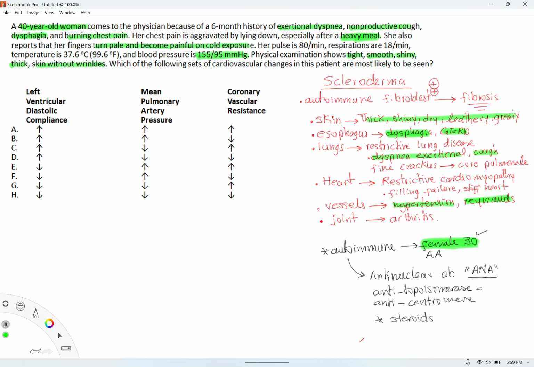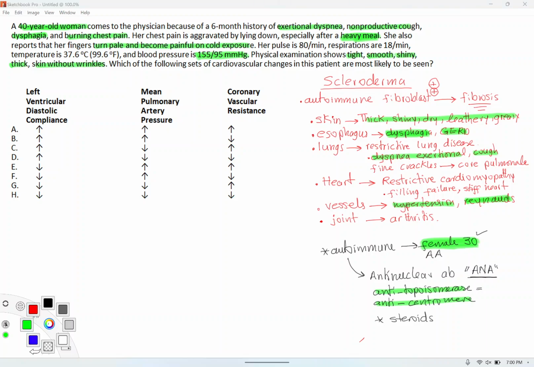Since now we know how to diagnose scleroderma, number one, it is fibrosis. It's systemic fibrosis. Multiple organs are fibrosed in this disease. And then you should know it's common in females. Make sure you know the antibodies involved. If it's autoimmune, you should know what the antibodies or CD8 cells are that cause this damage or inflammation. All right, so now let's go to these options.